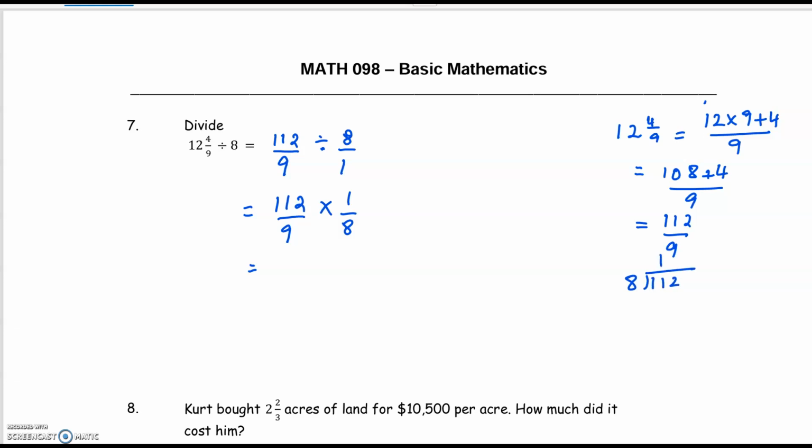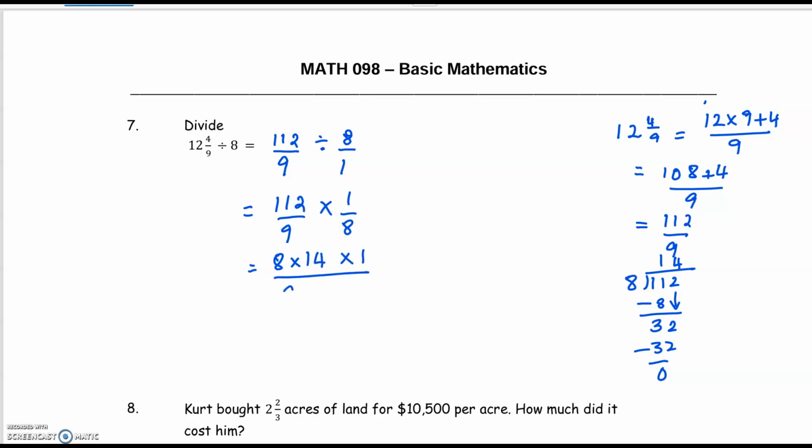let's check. 8 1s are 8. Subtract. To get a 3, bring the 2 down. 8 4s are 32. And we get a 0. So luckily for us, 8 goes into 112 14 times.